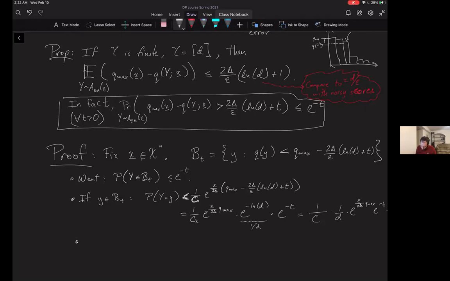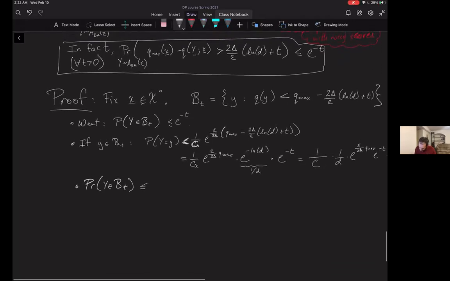All right, so now let's try and understand the probability that y is in this bad set. One way to get an upper bound on that is to take the probability that y is in the bad set and divide it by something less than 1. We'll actually divide it by the probability that y is equal to something with maximum score. So we'll take y max to be anything that maximizes the score for x.